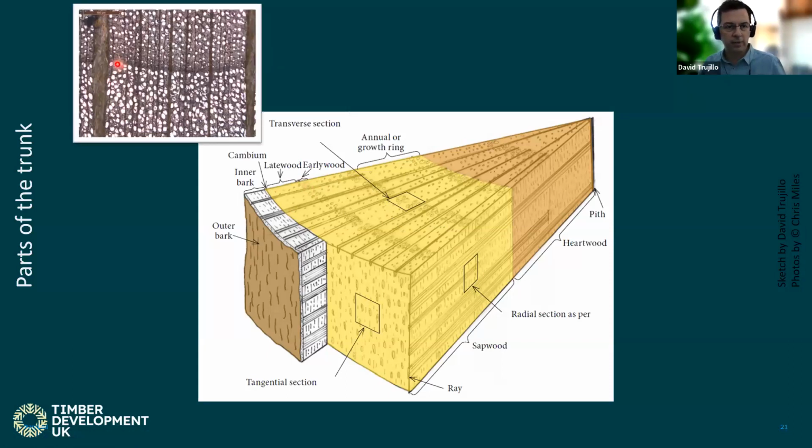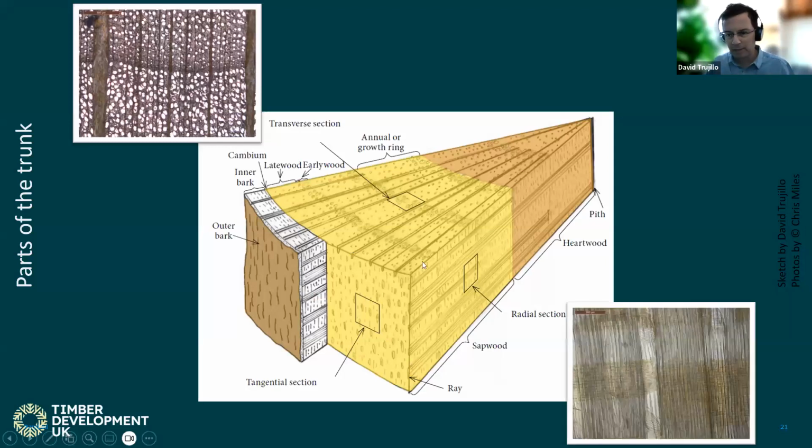So here you would see a ring, and you see that some pores are a lot smaller and some are a lot bigger. So this is what we would call late wood, which grows in the summer, and early wood, which grows in the spring. You also have an image here of something called rays, which are cellular structures that radiate outwards from the tree.